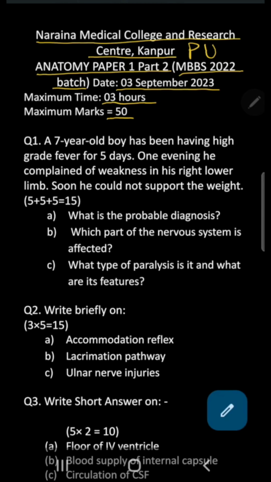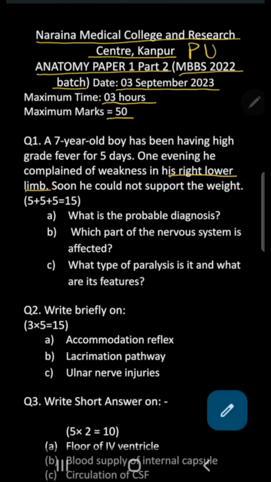This question paper pattern is according to the Atal Bihari Vajpayee Medical University of Lucknow, to which this medical college is affiliated. So as you can see here, the first question is a clinical question of 15 marks of 3 subparts, 5 marks each. And the question is, a 7-year-old boy has been having high-grade fever for 5 days. On evening, he complained of weakness in his right lower limb. Soon he could not support the weight. What is the probable diagnosis? Which part of the nervous system is affected? What type of paralysis is it, and what are its features?